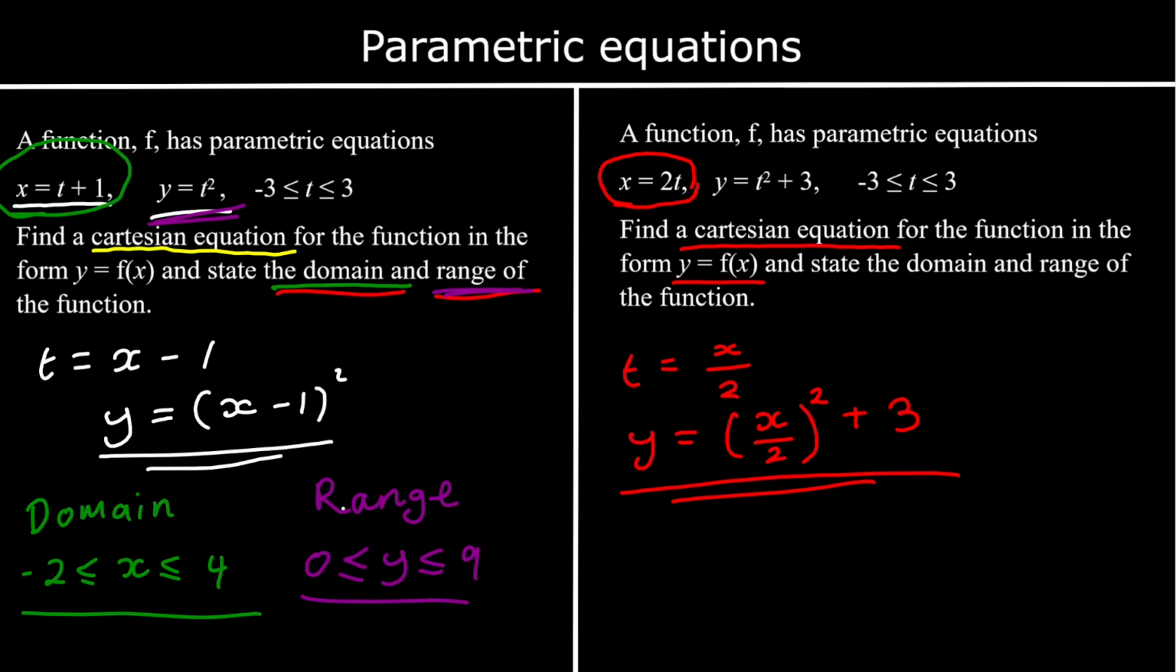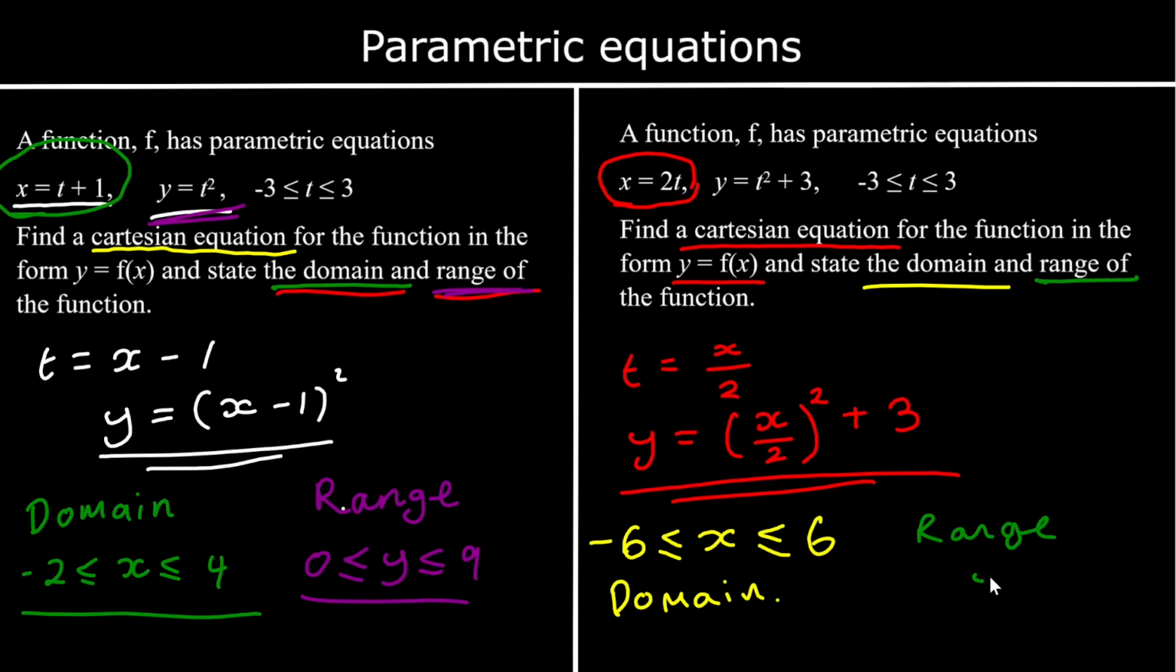The domain is what x can be. So it goes between -3 and 3 for t. So x is going to be between, the smallest thing is 2 times -3, which is -6. And the biggest is 2 times 3, which is 6. So that's our domain. Our range is what y can be. So the smallest thing would be 0 squared plus 3, which is 3. And the biggest, 3 squared plus 3, which is 12.